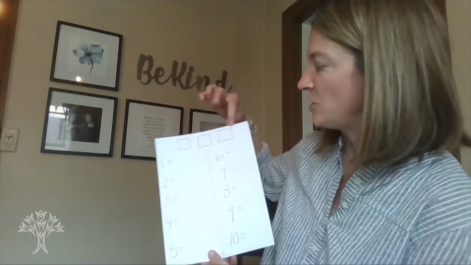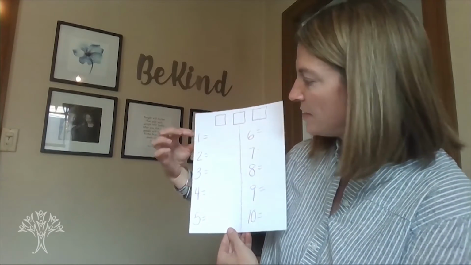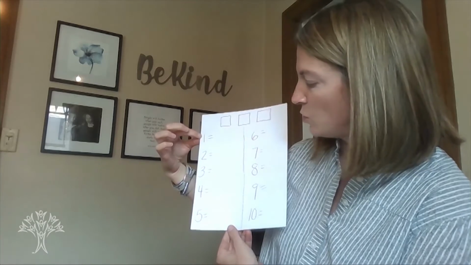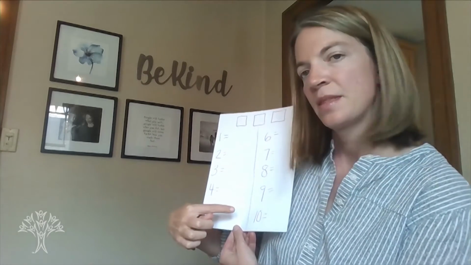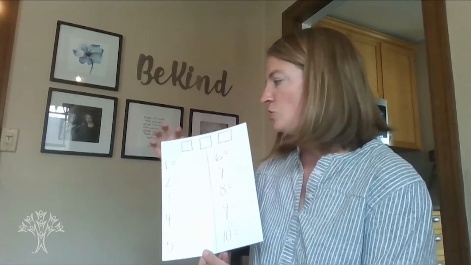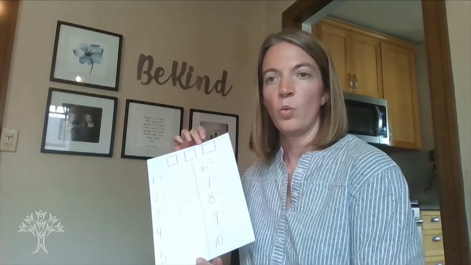Your game board will look like this. So at the top, you'll sketch out 3 empty boxes. And then along the side, you'll write the numbers 1 through 10 with the equal sign next to it. So the point of this game is to choose 3 random numbers, 1 to 6.